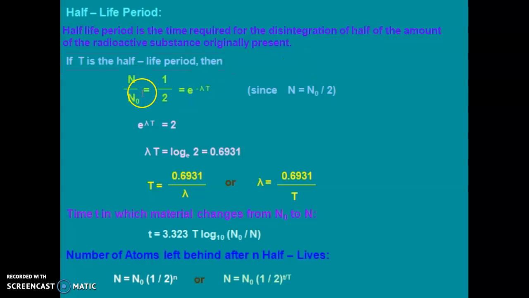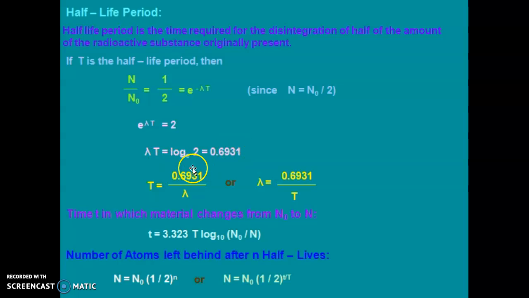N by N naught, we know N will be N naught by 2, half. So putting the value here, we will get 1 by 2 equals e raised to power minus lambda t, or we may write e raised to power lambda t equals 2. Taking log both sides, we get lambda t will come in front and log e equals 1. So lambda t equals log e 2. Log 2 value is 0.6931.